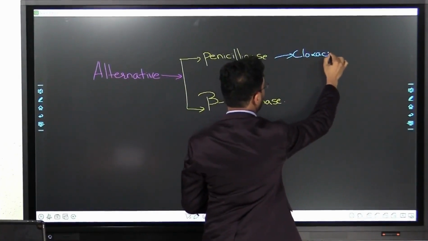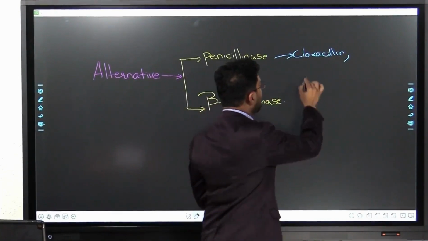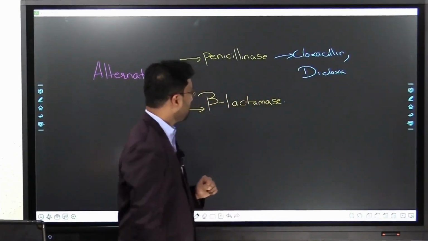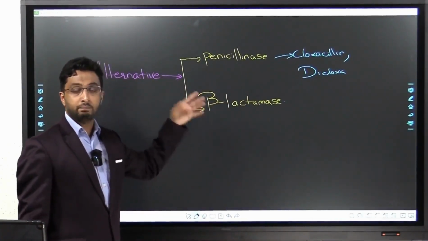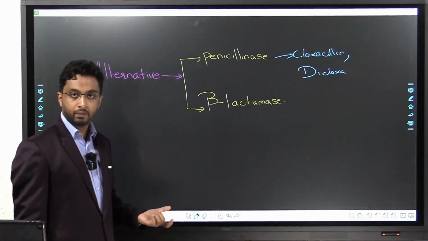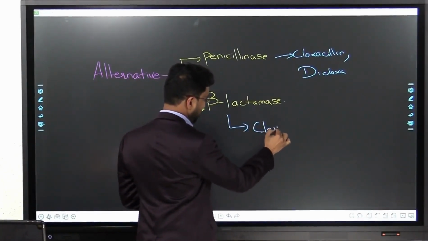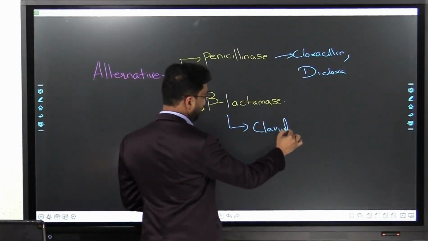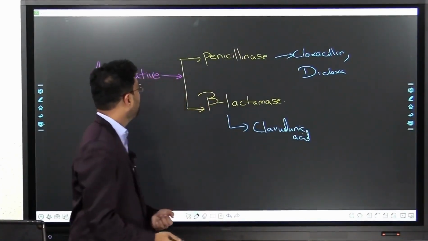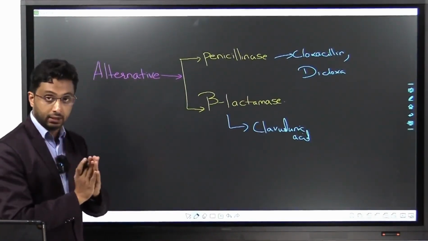All these we'll study in detail when we study pharmacology. Just now know this. And dicloxacillin. Now, if it has developed beta-lactamase, which can destroy any beta-lactam ring, then you have to give clavulanic acid. Along with amoxicillin, you give clavulanic acid. So these are the methods. The first method was beta-lactamase production.